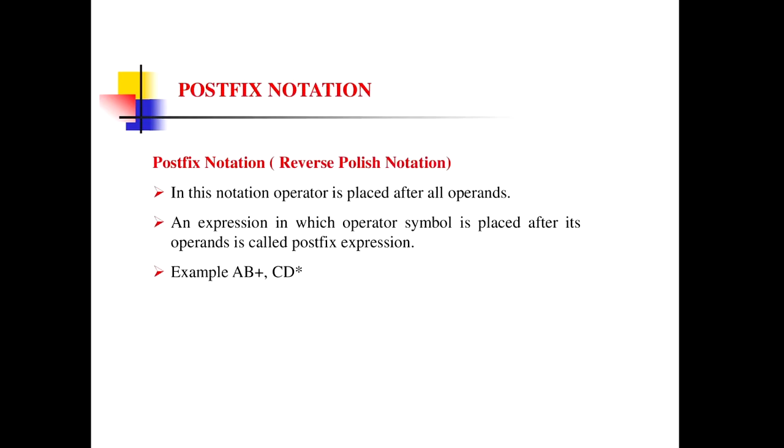Next one is the postfix notation. It is also called the reverse Polish notation. In this notation, the operator is placed after all operands. Post means after. An expression in which the operator symbol is placed after its operands is called a postfix expression. In the example, you see AB plus, which means this plus operator is placed after both its operands. CD star, CD multiply operator, here the multiply operator is placed after both the operands C and D.